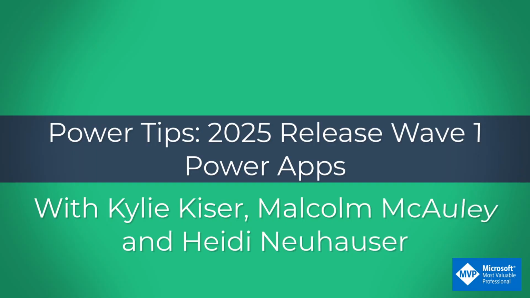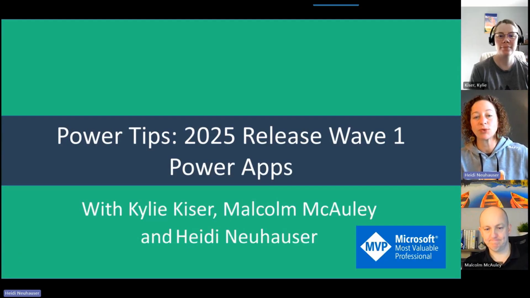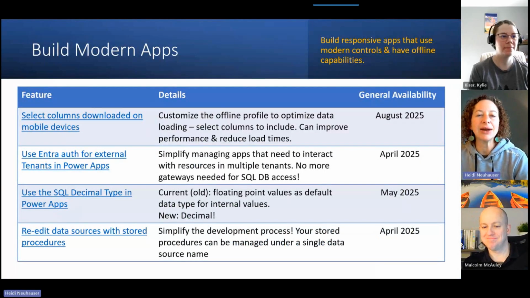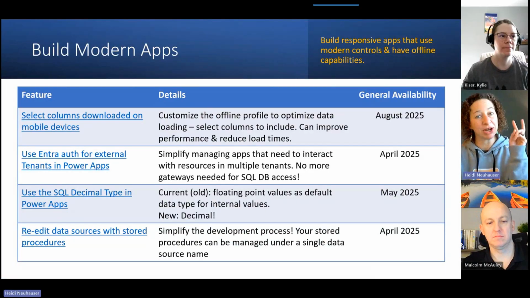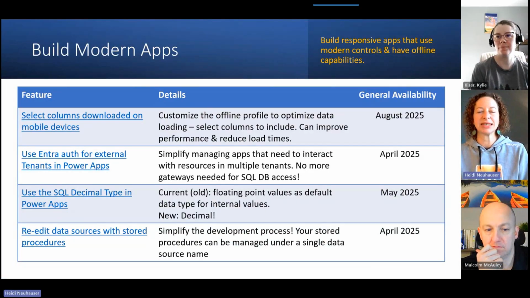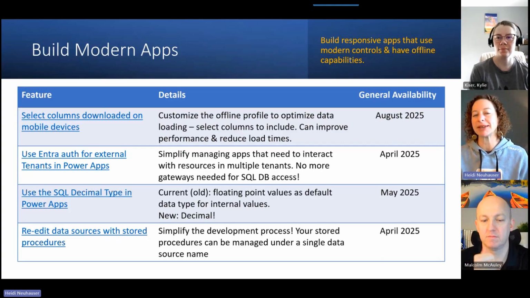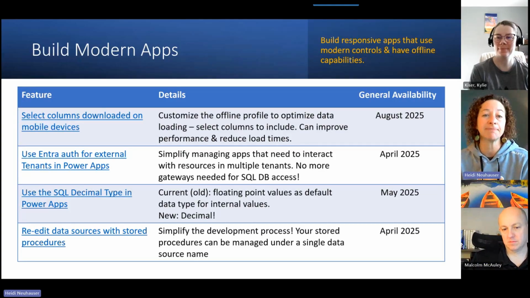Today we are going to look at Power Apps and the features included in the 2025 Release Wave 1, which start rolling out this month. I wanted to take a look at the section on Build Modern Apps. This is basically helping makers build responsive apps using modern controls and with offline capabilities. That's what's promised to us when we get to that section. And there's 4 features in here.